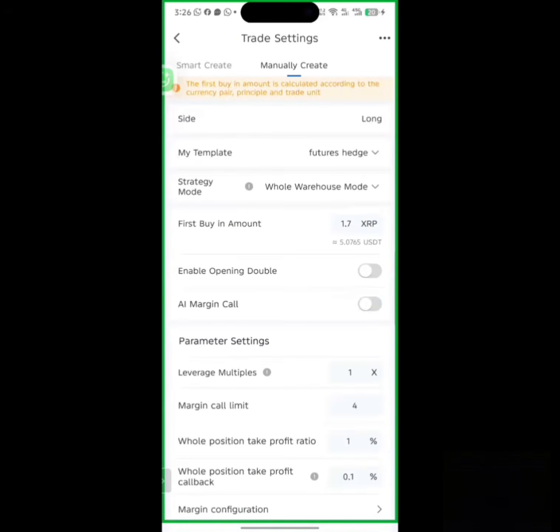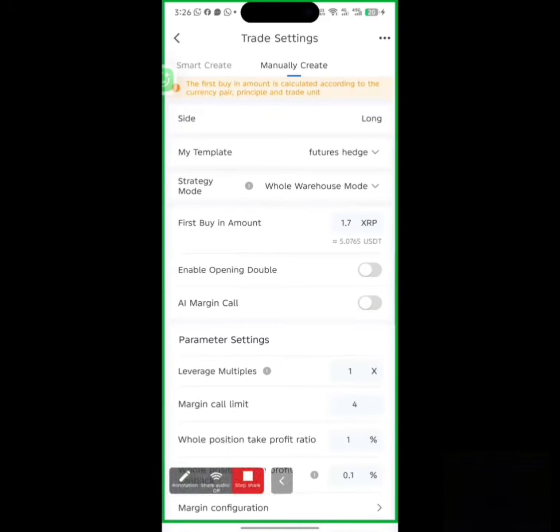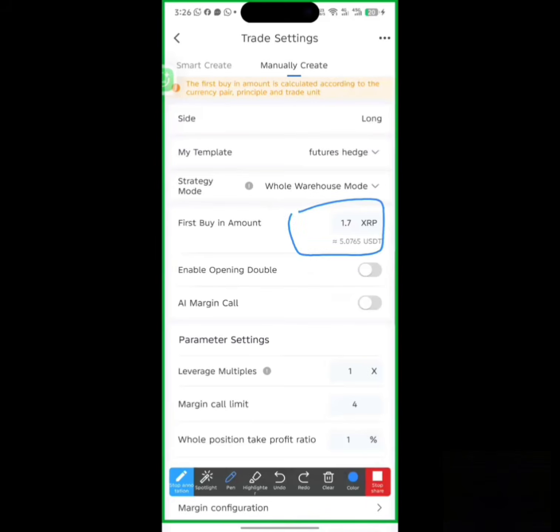So there are a few things that you must set. The first thing that you have to set is your first buy-in amount. Somebody texted me yesterday that the first buying amount is not in the signal I sent. I said, the first buying amount is not calculated by the signal giver. You will be the one to determine how much you are going into the trade with.